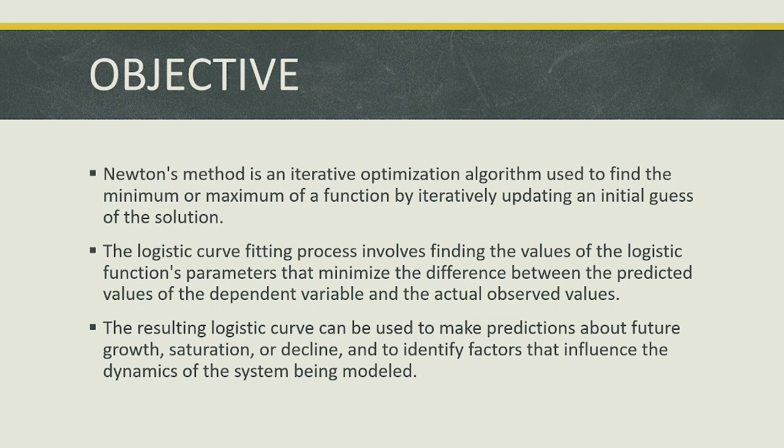Newton's method is an algorithm that can be used to optimize a function by iteratively improving the initial guess of the solution. The method is commonly used to find the minimum or maximum of a function. In logistic curve fitting, the goal is to find the values of the logistic function's parameters that best fit the observed data.